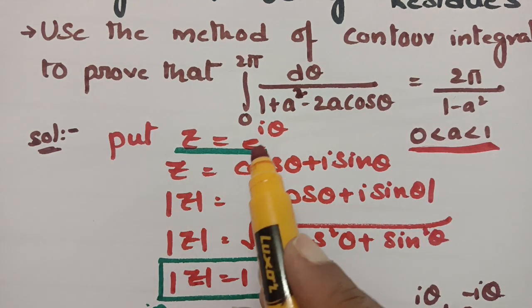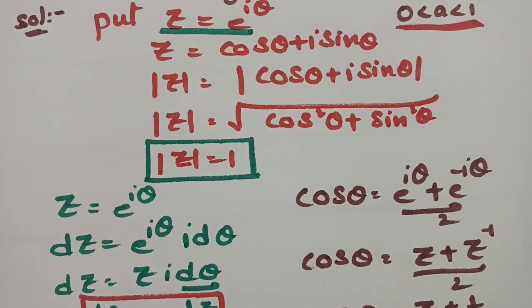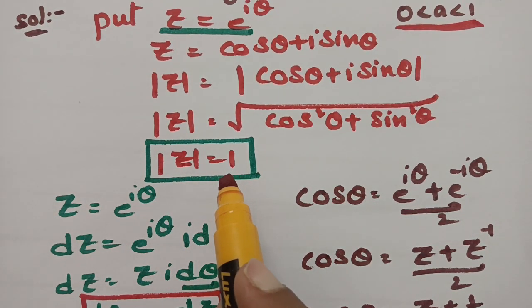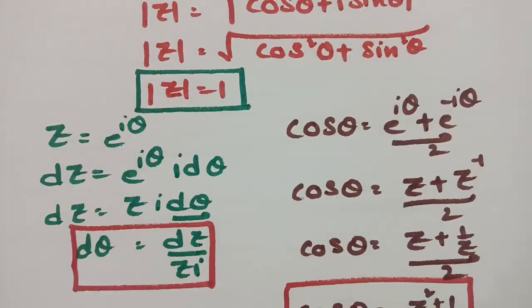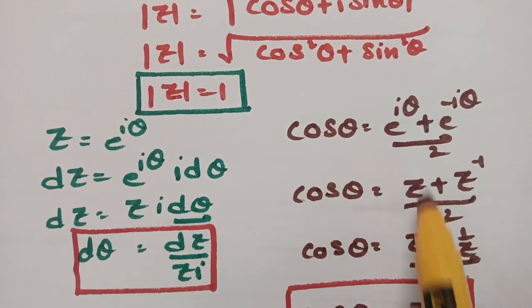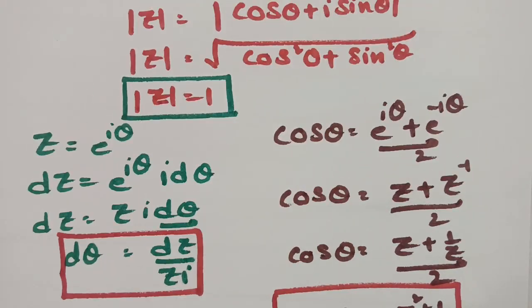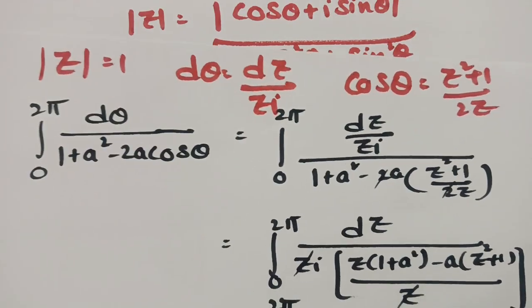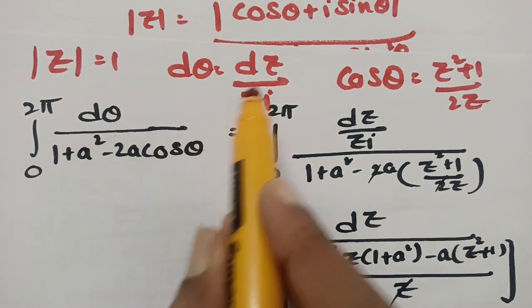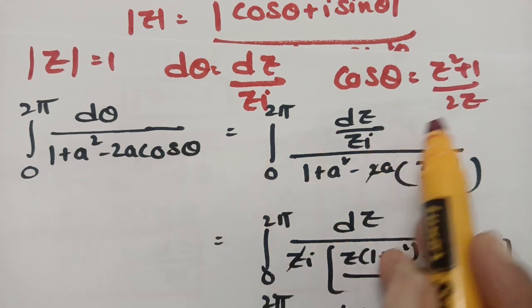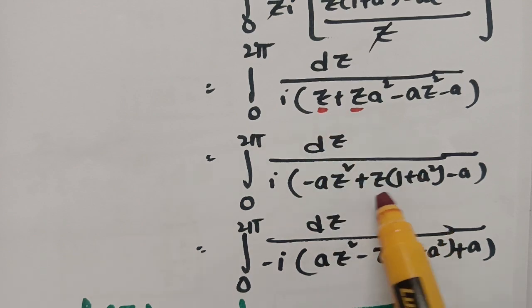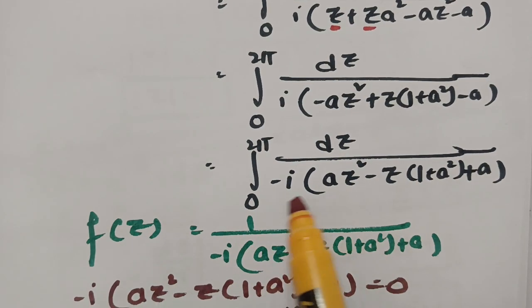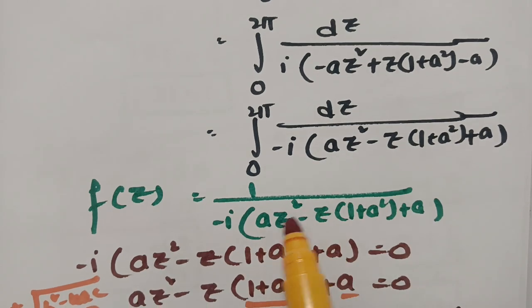So first of all we have to put z is equal to e power i theta, and after taking modulus on both sides, we got the region with circle with center 0 and radius 1, and here we need d theta value. For that I made a derivative on both sides, and d theta value is equal to dz by iz, and cos theta value is this one. So after getting all the three values here, this is the integral, in place of d theta is dz by iz, and in place of cos theta is this one, and after taking LCM and cancellation, and after taking z common here, and after bringing minus outside. So this is f of z here. So f of z value is this one.